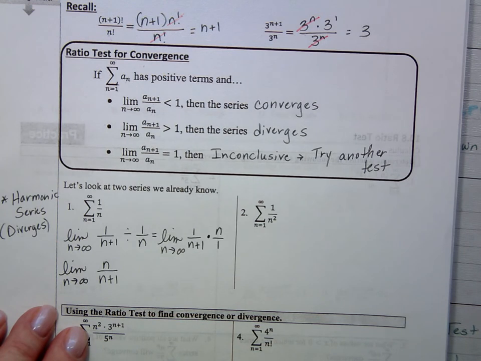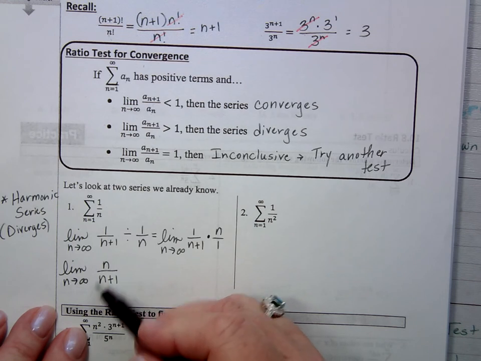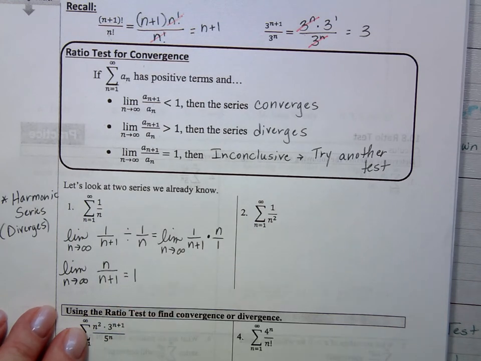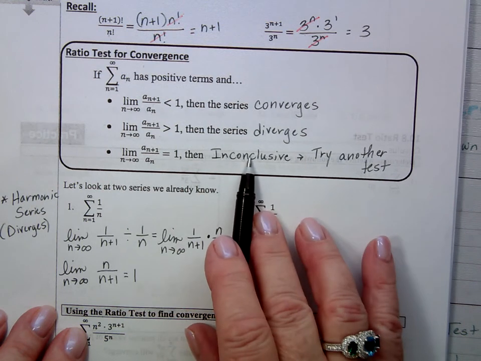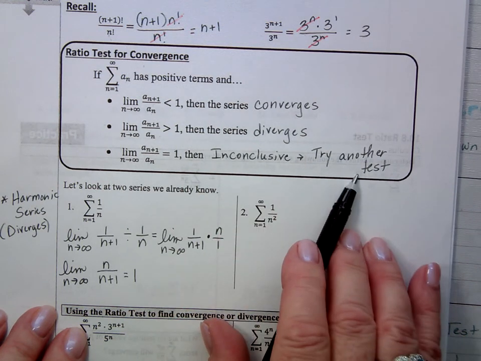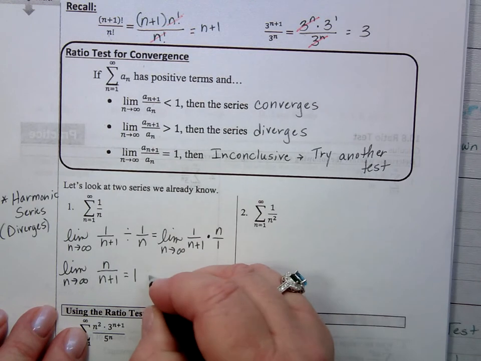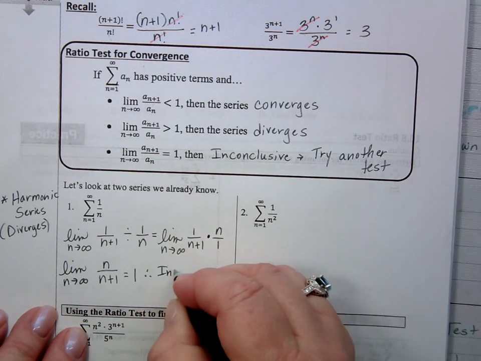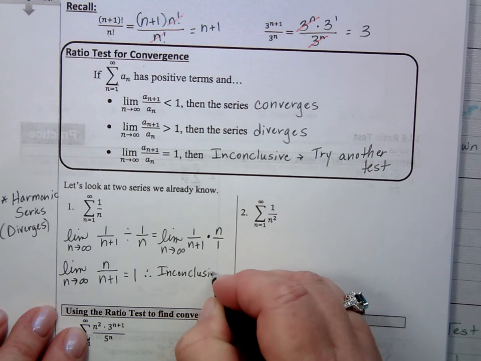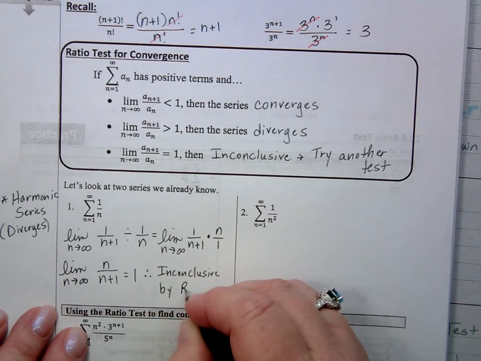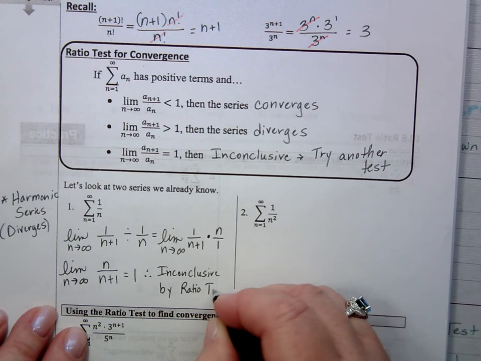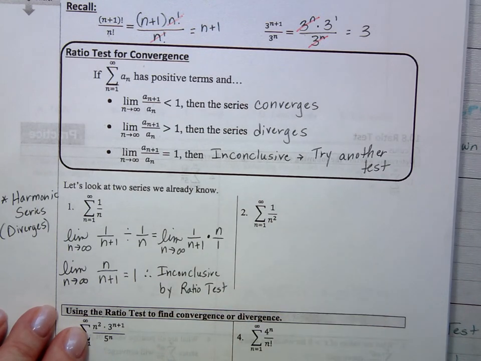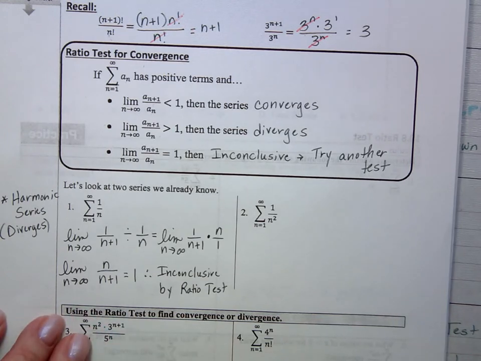Well, think about that back to horizontal asymptotes. I have the same power on top, same power on the bottom, so I take their coefficients. So this one actually has a limit of 1. And apparently that tells me that it's inconclusive. I need to try a different test. So this one is therefore inconclusive by the ratio test. So the ratio test didn't work for that one. However, we know it's a harmonic series and we know it actually diverges. But by the ratio test itself, which is what this section's about, it is inconclusive.